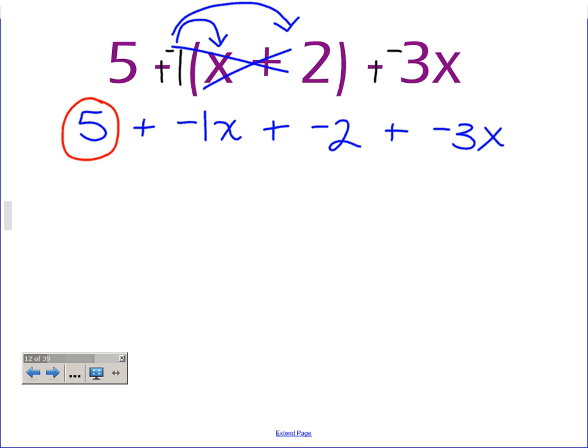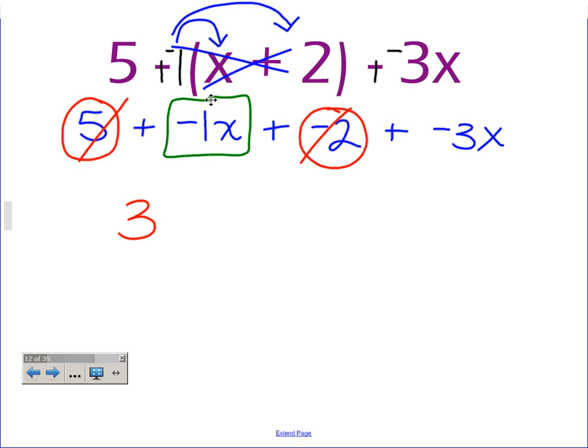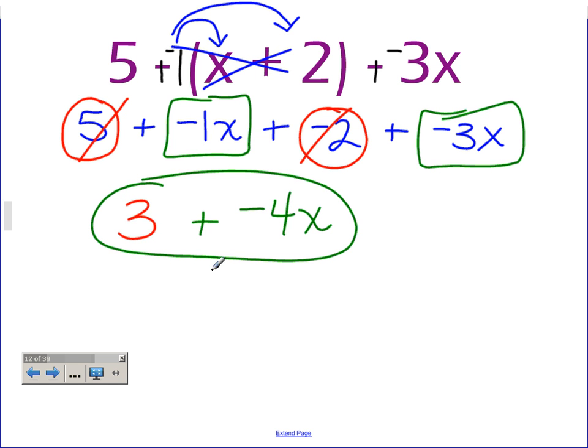So I have a 5 and a negative 2. Those are both normal numbers. So 5 plus negative 2 is 3. Cross those off. Look at my other terms. I have x's. Negative 1x and negative 3 more x's. Put those together. Negative 1 and negative 3 is negative 4 x's. And there is my simplified problem.